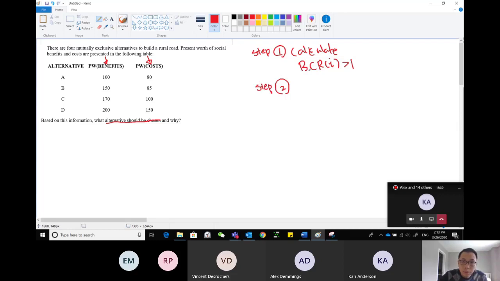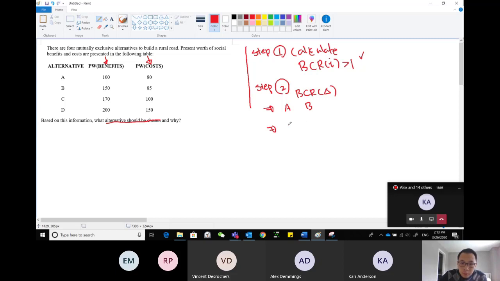Okay. So in step 2, we'll calculate the BCR delta between the two projects. So for example, if we have project A and project B, right? This is just the concept. So it has nothing to do with alternative A, B, C, D here. It's just a hypothetical example. So now if we have project A and B, let's say they both pass the first step. Their BCR is bigger than 1.